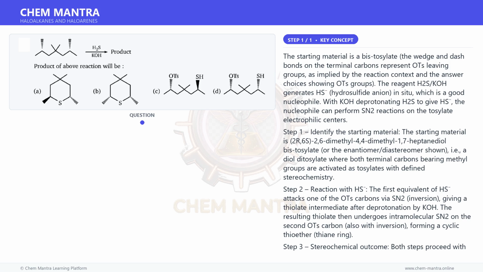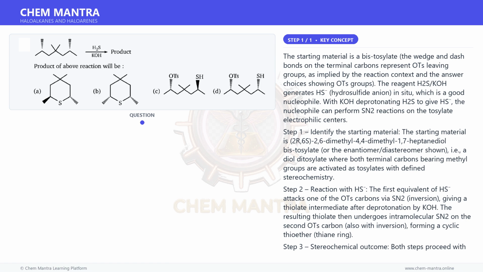The wedge and dash bonds on the terminal carbons represent OTs leaving groups, as implied by the reaction context and the answer choices showing OTs groups. The reagent H2S/KOH generates HS⁻, hydrosulfide anion, in situ, which is a good nucleophile. With KOH deprotonating H2S to give HS⁻, the nucleophile can perform SN2 reactions on the tosylate electrophilic centers.